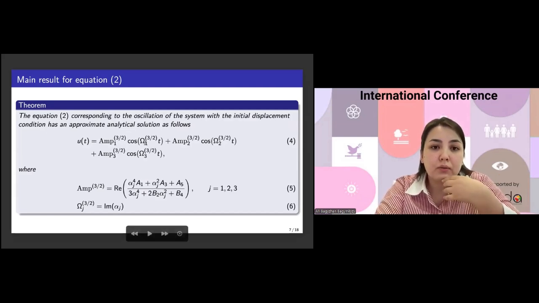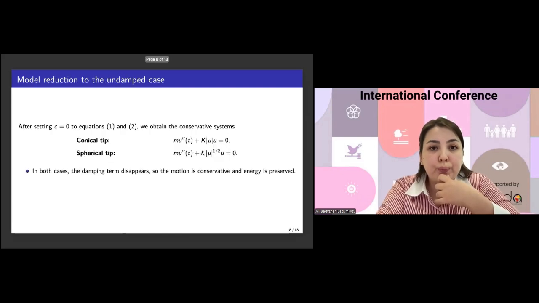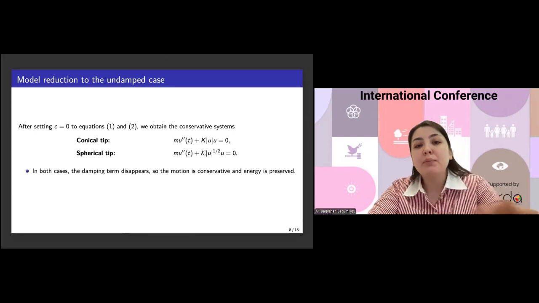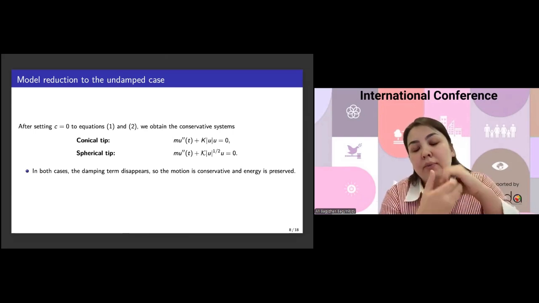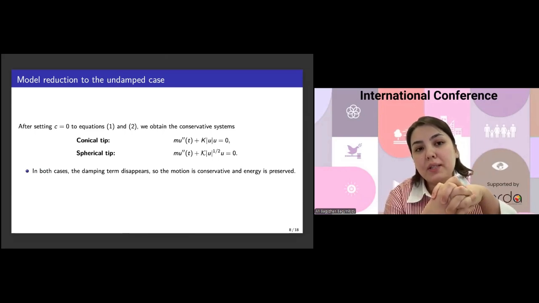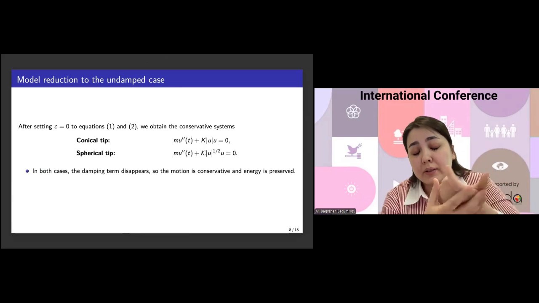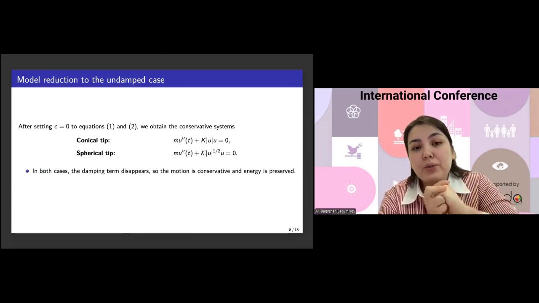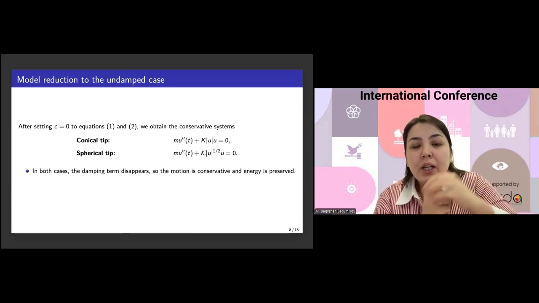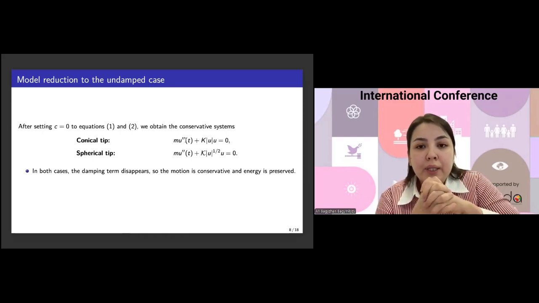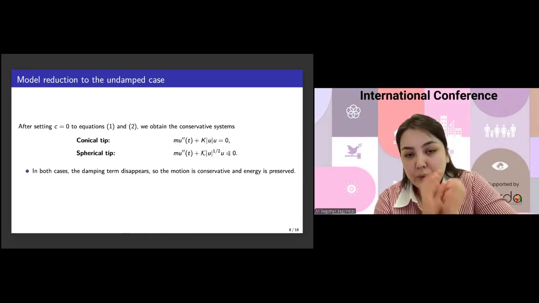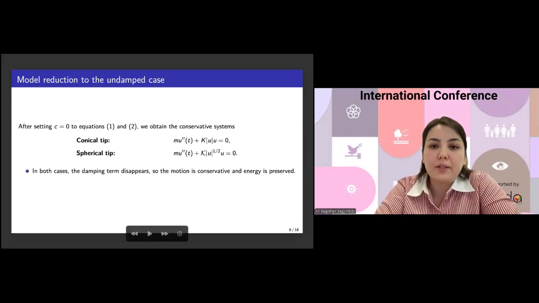Here also, amp means amplitude, omega means the frequency. So then we simplified our model to the undamped case, setting just C, the damping coefficient, to 0, and so we simplified our equations 1 and 2 to these two equations.